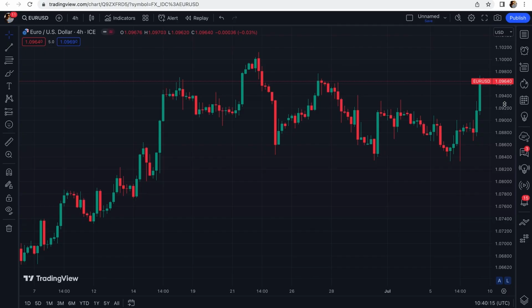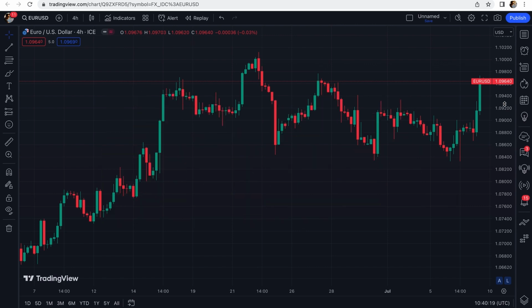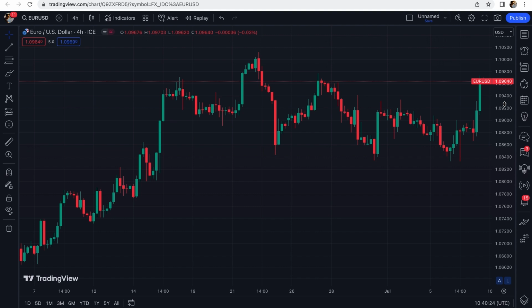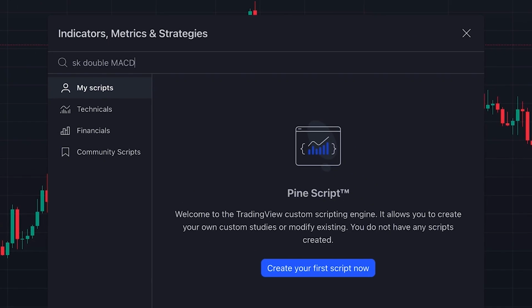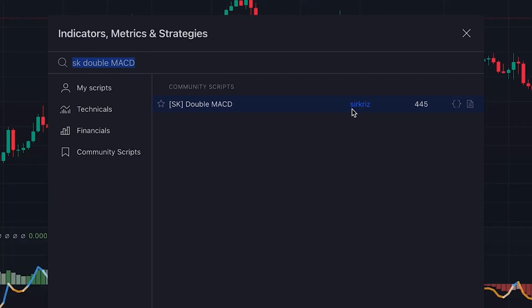In today's video, I want to introduce a new version of MACD which is built based on two MACDs, and then I will teach you a secret special settings that will help you to find the best trading opportunities in the market. To add this amazing indicator to our chart, here we click on indicators and we search SK double MACD, this one, which is written by someone named Circrez, if I'm pronouncing the name correctly.